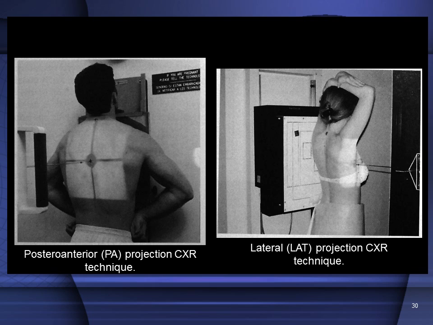In the lateral projection, the beam enters one side of the patient and exits the other, which is the suspected lesion-containing side of the patient's chest, which is against the cassette or detector. And it's important, of course, that the upper extremity is held above the head so the bones do not obstruct the view of the thorax.